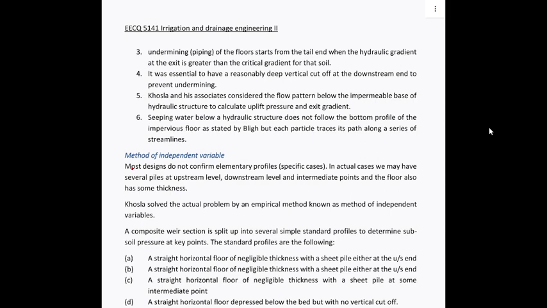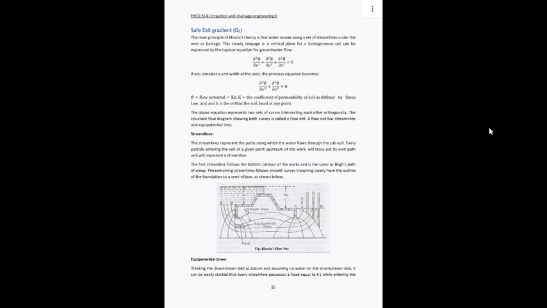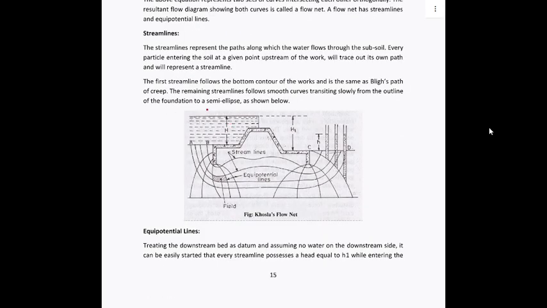Finally, the water seeping below the hydraulic structure does not follow the bottom of the profile of the impervious floor, as stated by Bligh, but each particle traces its path along a series of streamlines. We shall see what we mean by that. I can already show it here, because that point really directly relates to determination of exit gradient.